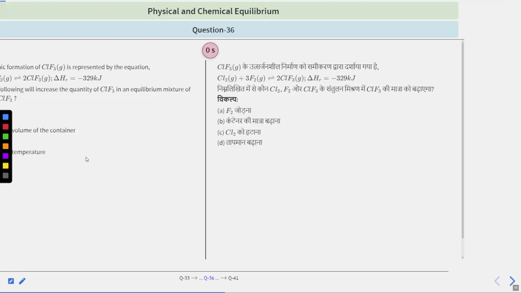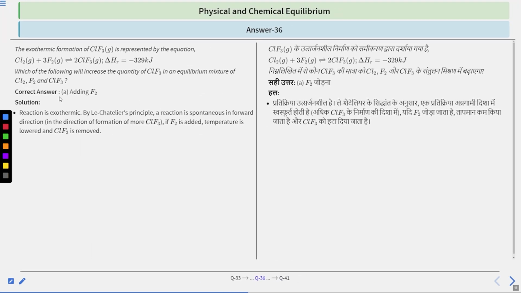Okay, so let's see what will be the answer. The correct answer is option A, that is adding F2. You can see ΔH is negative, so the reaction is exothermic. By Le Chatelier's principle, the reaction is spontaneous in the forward direction, in the direction of formation of more ClF3. Forward direction means the formation of product will be more. And if F2 is added, temperature is lowered and ClF3 is removed, the reaction is spontaneous in the forward direction.